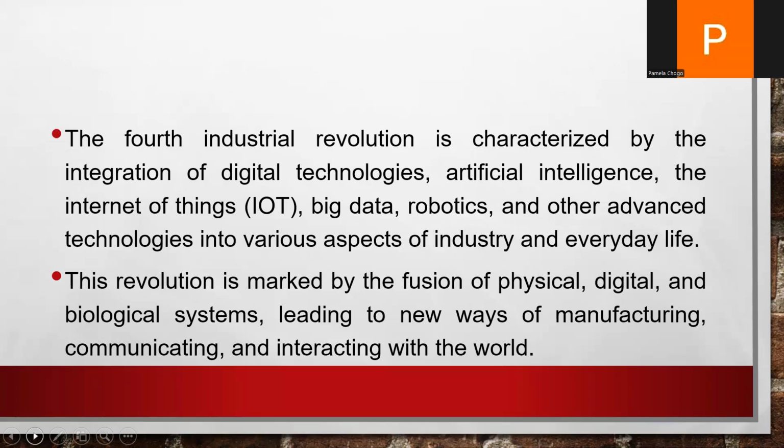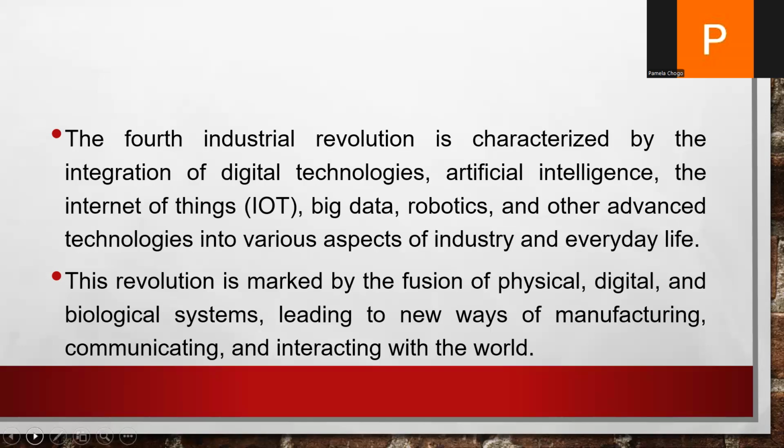Now, as I mentioned earlier with the third, we already had the computers, we already had the internet, we already had production. Now, when we come to the fourth industrial revolution, we integrate all these things that I've mentioned with industries or organizations and in our day-to-day life as well. A very important thing when we talk of the fourth industrial revolution is the fusion of physical, digital, and biological systems, leading to new ways of manufacturing, communicating, and interacting with the world. So this is the key aspect when we talk of the fourth industrial revolution, where we are linking the physical, digital, and biological systems.